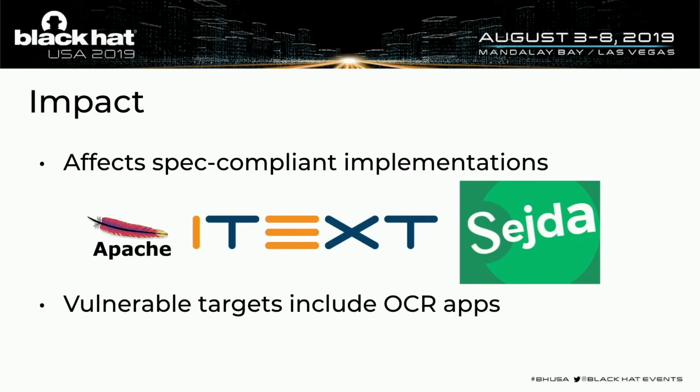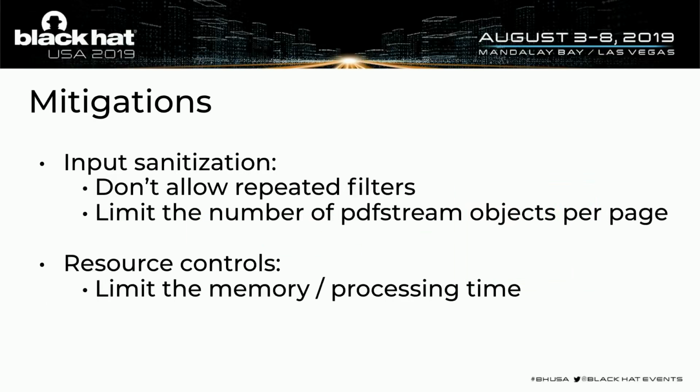So we contacted these vendors, went through responsible disclosure, and we came up with a handful of mitigation techniques. So the first thing that you can do is deviate from the PDF spec and institute some input sanitization. So specifically for our attack, if you disallow repeated filters, then you can't attack it. You could also limit the number of PDF stream objects in a given PDF page, there's no reason to have 100 or 200 or 1,000. But this might not cover all the potential ways that you could generate this kind of effect.